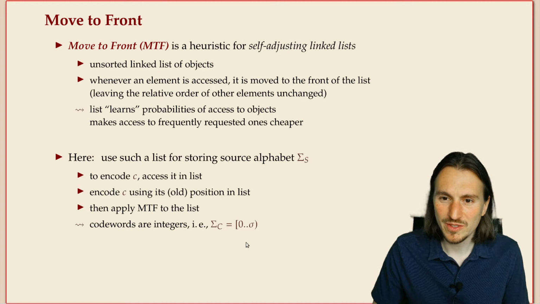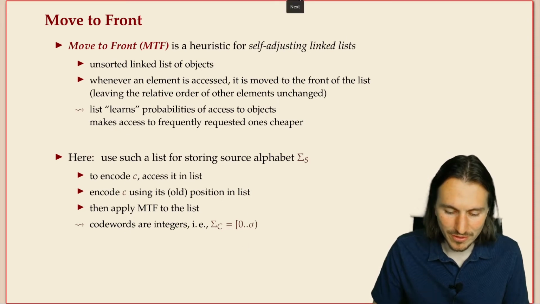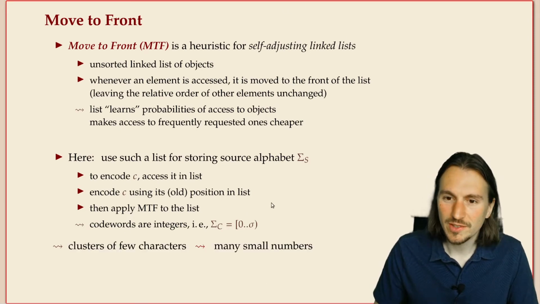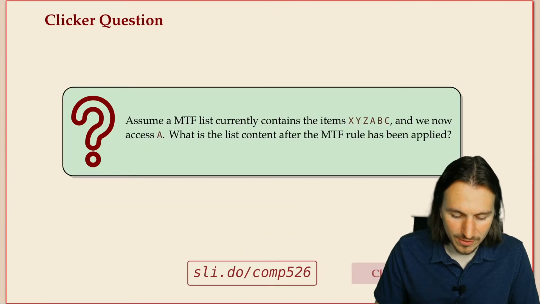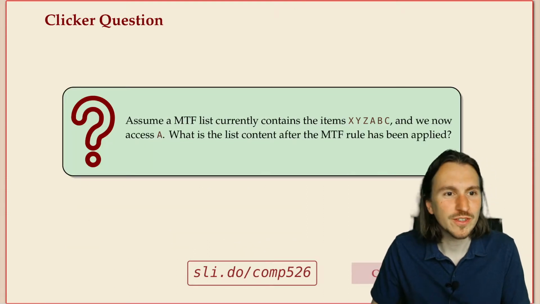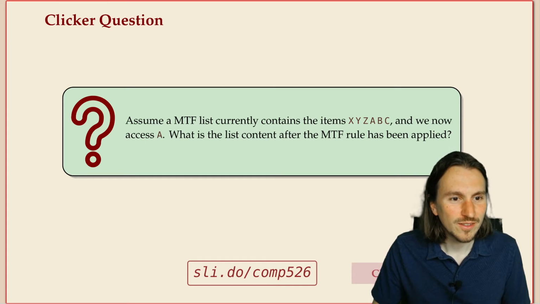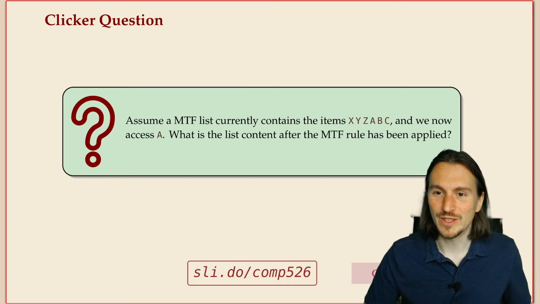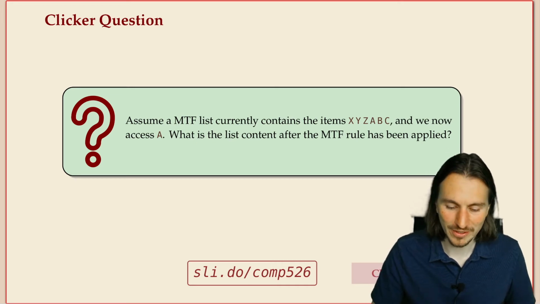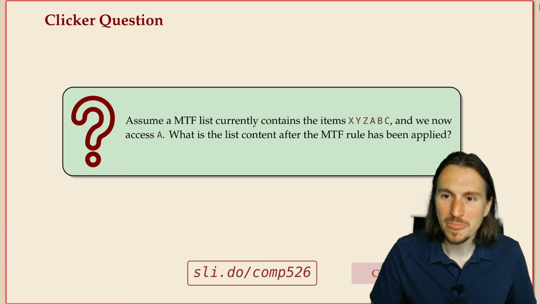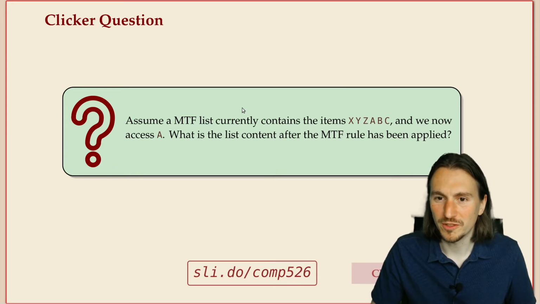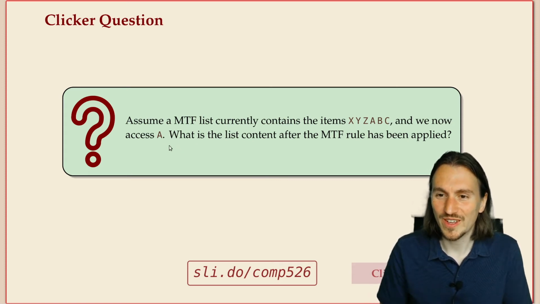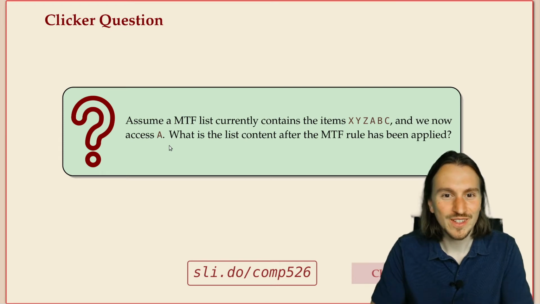Maybe we'll do an example first. Okay, this is what it leads to. Let's see an example first. And to get started, I want you to practice the move to front rule itself. So you have a move to front list, as I just described it, where whenever you access something, you put it to the front. And so this is the current content. And now you access A. What is the list content after this single access?